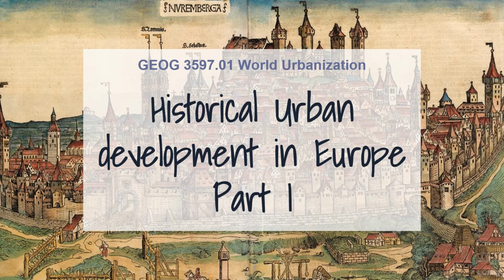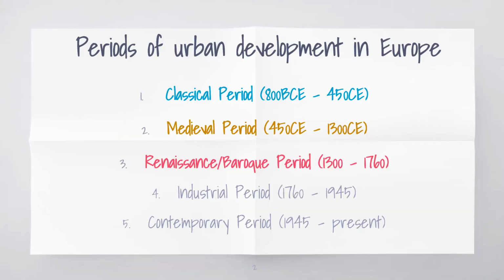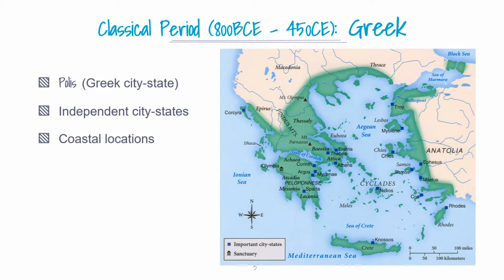In this lecture, we will talk about the historical urban development in Europe. The urban development of Europe can be divided into 5 periods. In this lecture, we will talk about the first 3 periods, the classical period, the medieval period, and the Renaissance and Baroque period. Greece was formed by a large number of city-states.